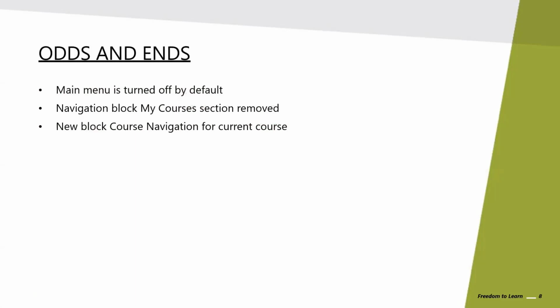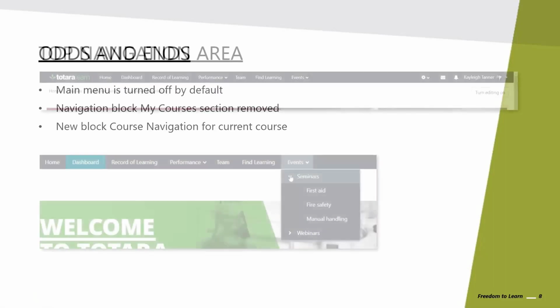Within courses, we have changed the navigation block so that instead of being in the course and having My Courses listed in this huge list off to the left-hand side, we've taken out the My Courses section and added a new block called Course Navigation. When you are in a course page, you can see the components for that particular course. So you can have a sidebar block if you want to give people another method for navigating the content within that course.